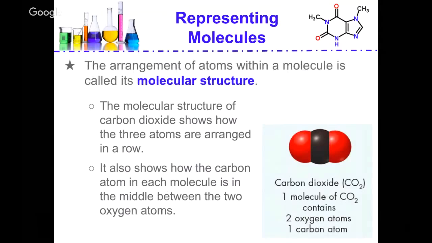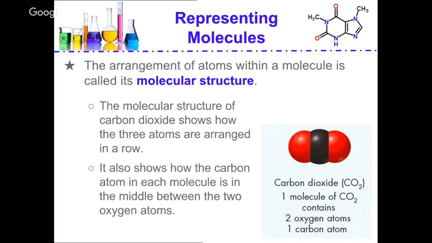The arrangement of atoms within a molecule is called its molecular structure. The molecular structure of carbon dioxide shows how the 3 atoms are arranged in a row. It also shows how the carbon atom in each molecule is in the middle between the 2 oxygen atoms. So remember, the formula for carbon dioxide is CO2, and that means that one molecule of CO2 contains 2 oxygen atoms and 1 carbon atom.